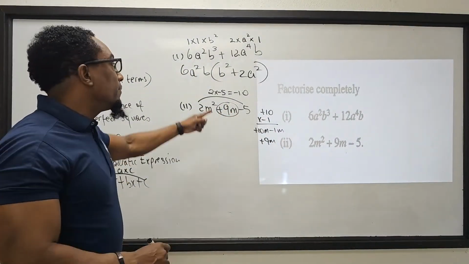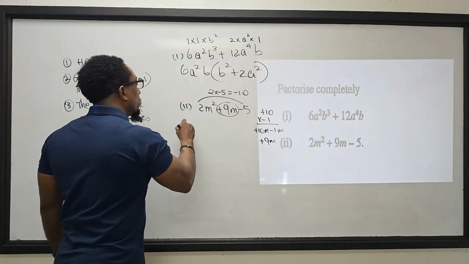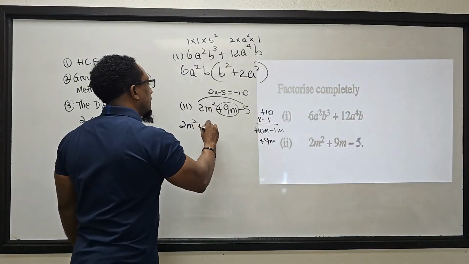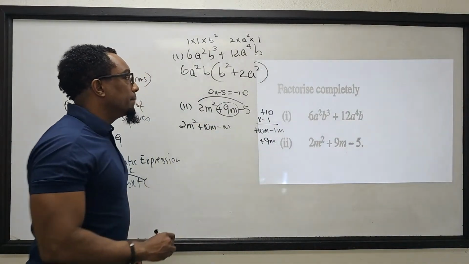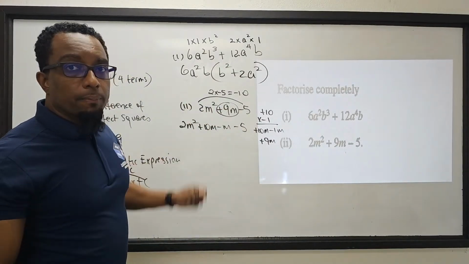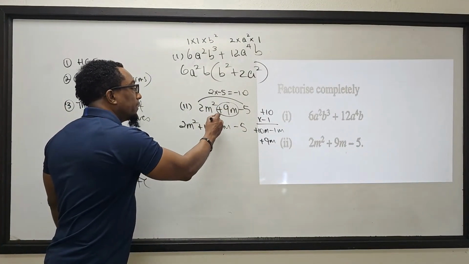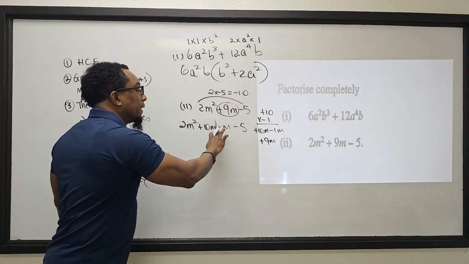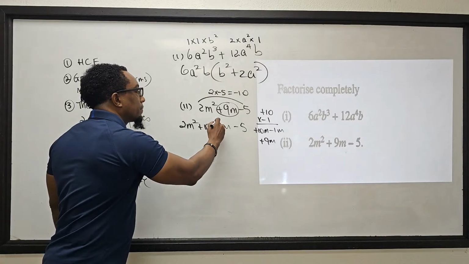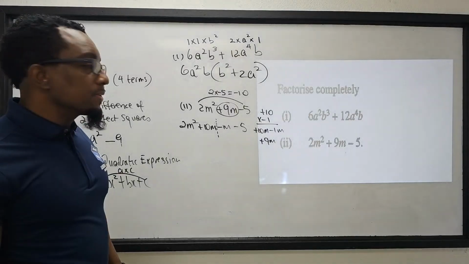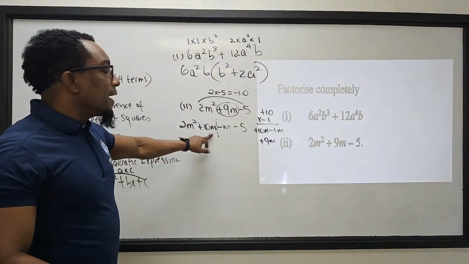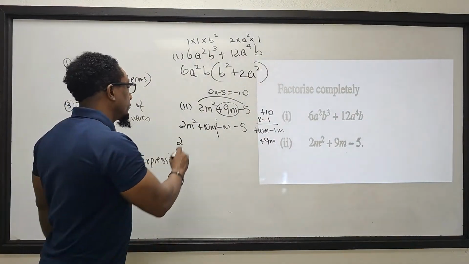And what we're going to do now is to rewrite the expression as 2m squared, replacing positive 9m with positive 10m, subtract 1m, and of course maintain negative 5. So I'll move from 3 terms to 4. Now I'm using the method of grouping to further factorize. So I split into two pairs. What is common to my first pair? Clearly 2, and m is common, so we'll take out m in the lower power.